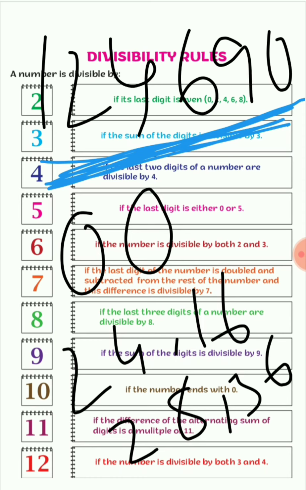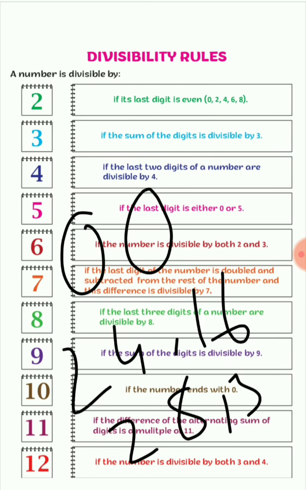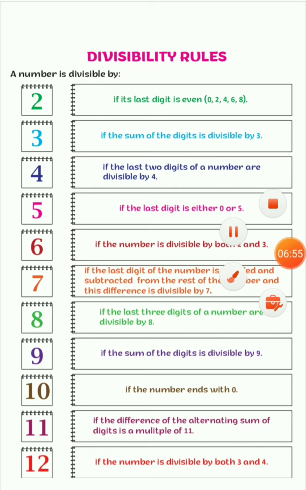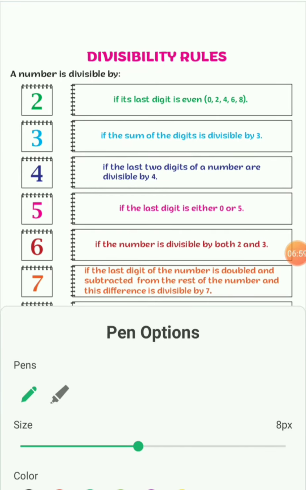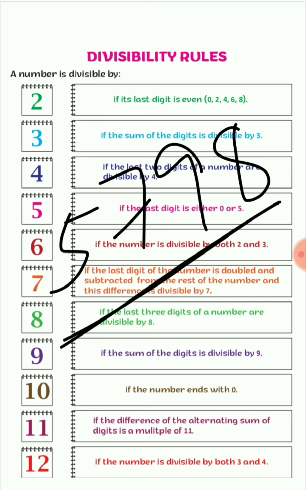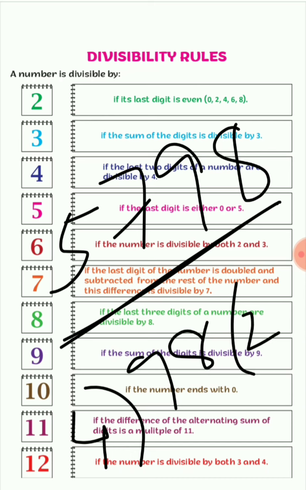Let's take another example. 5 7 9 8. This is a number. Is this number divisible by 4? How do we check? We check the last 2 digits of the given number. The last 2 digits are not 0 0. What is the number of the last 2 digits? The last 2 digits are 98. Is 98 divisible by 4? No, 98 is not divisible by 4.